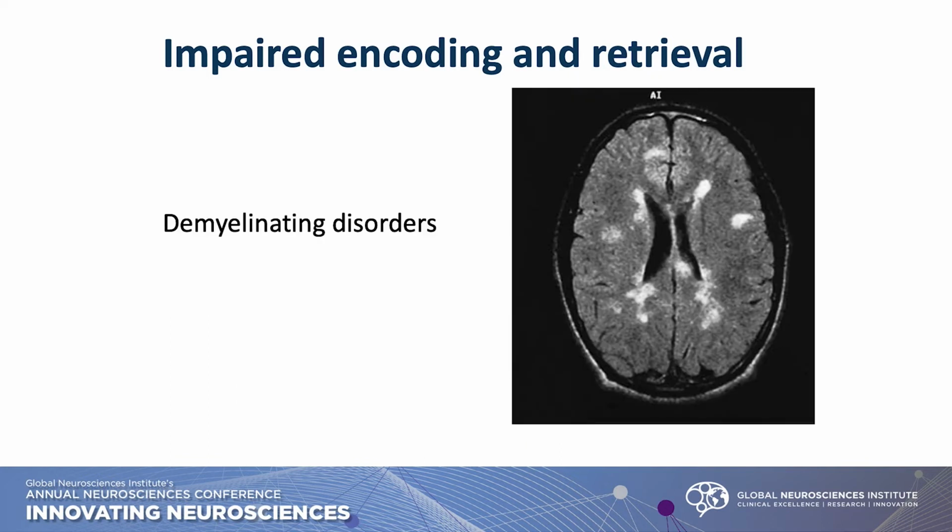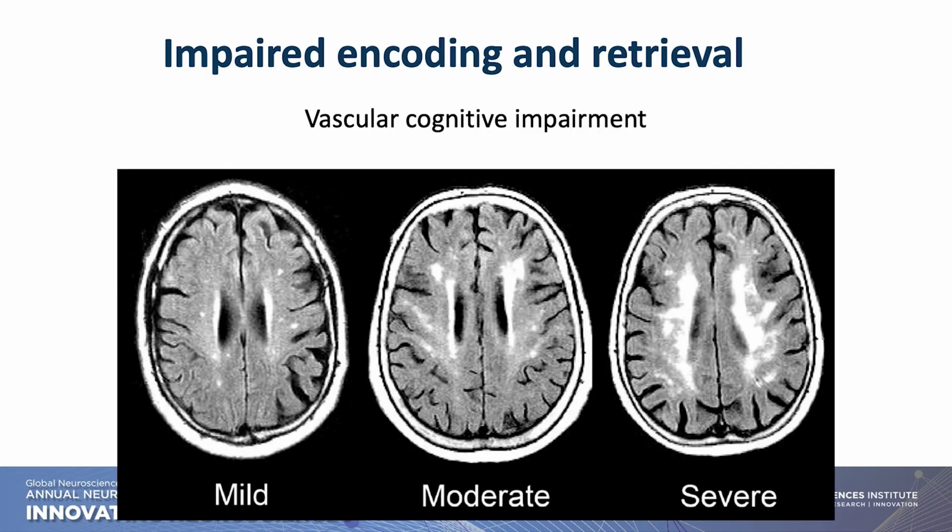Demyelinating disorders can obviously, again, these are widely distributed networks, and they're definitely very easily susceptible to demyelinating disorders such as multiple sclerosis. Or vascular cognitive impairment. Again, for the same reason, because of the wide distribution, there is a higher chance of developing the problem because vascular structure is affected.